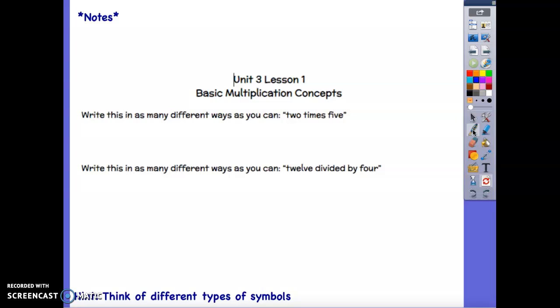So, we're going to start with our Unit 3 Lesson 1 notes. You have those in your blue folder that was sent home when you did your pickup a few weeks back. So you need to get those out right now.